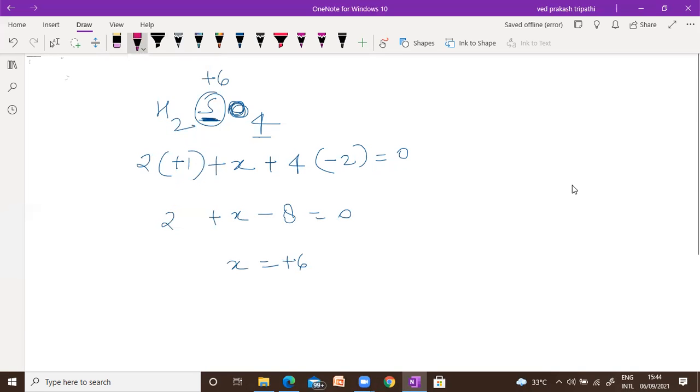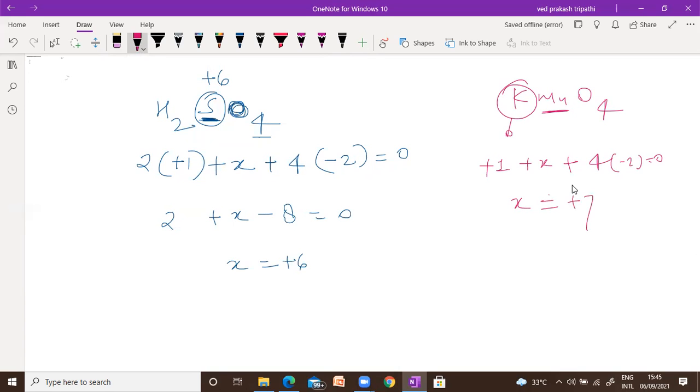We can find KMnO4, Mn, and potassium is +1 because it is a first A group element, +1, plus X, plus 4 into -2, that is equal to 0. So you can see X will be +7. So this will be +7.